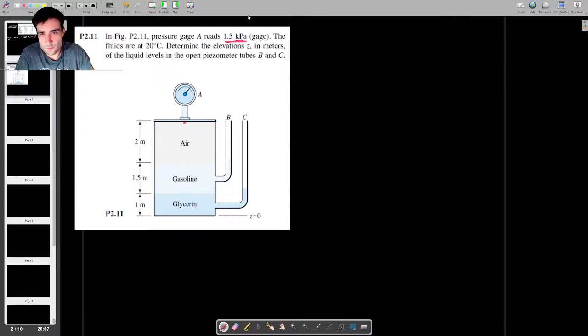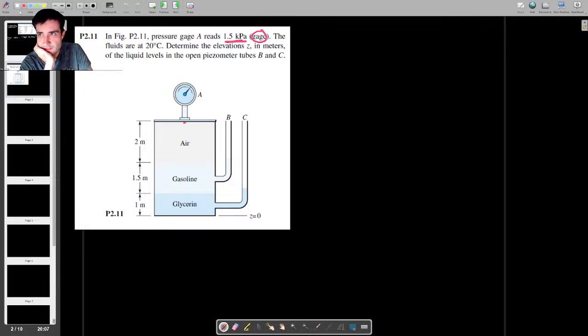Gauge. So the word gauge, we're going to come back to this in a second, but let's read the question as well. So the fluids are at 20 degrees Celsius, okay? And then determine the elevations Z in meters of the liquid levels in the open piezometer tubes B and C. Okay, so essentially this is a static problem, right? It's hydrostatics. It's from the chapter of the book called Hydrostatics. And what we have to find is the elevation.